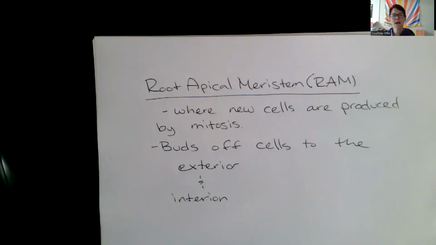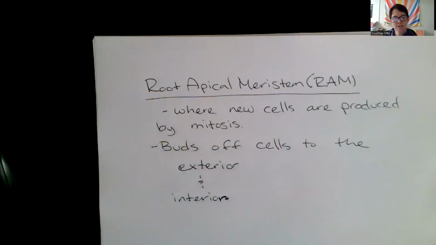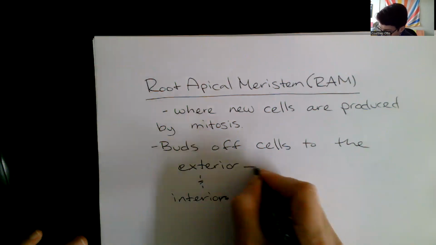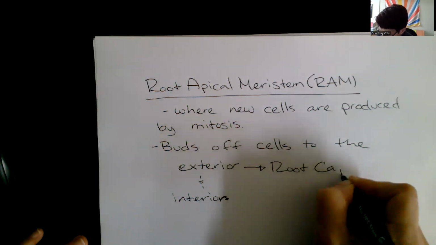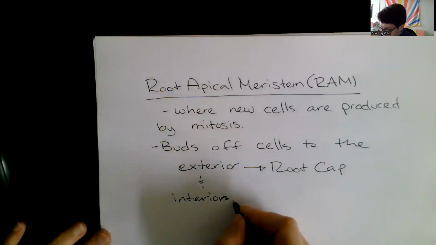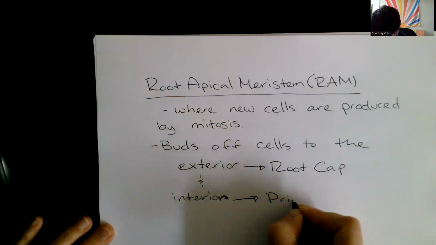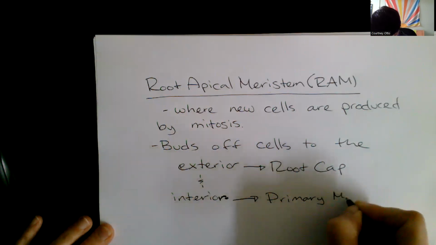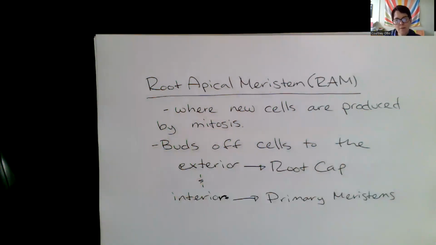And whether those cells are produced to the exterior or the interior, that's an R, I know it looks kind of like an N, that's going to determine their fate. So the exterior cells are going to turn into something called the root cap, which is really this protective structure that's over the tip of the root as it's growing through the soil. And the interior cells are going to turn into what we call the primary meristems. And primary meristems are what turn into primary tissues.